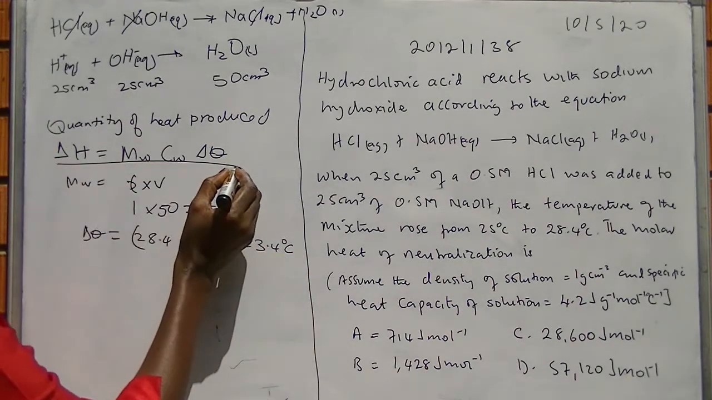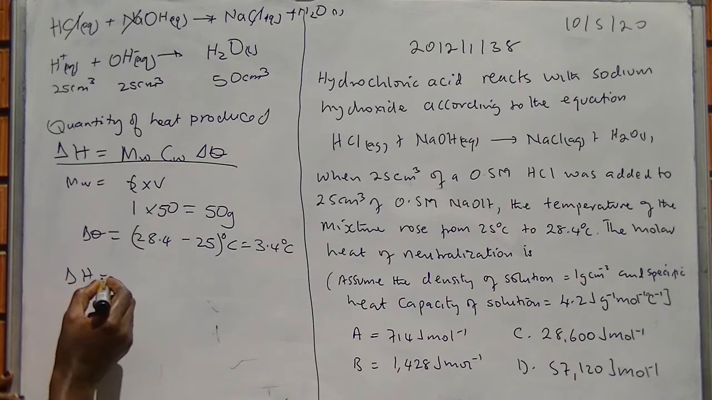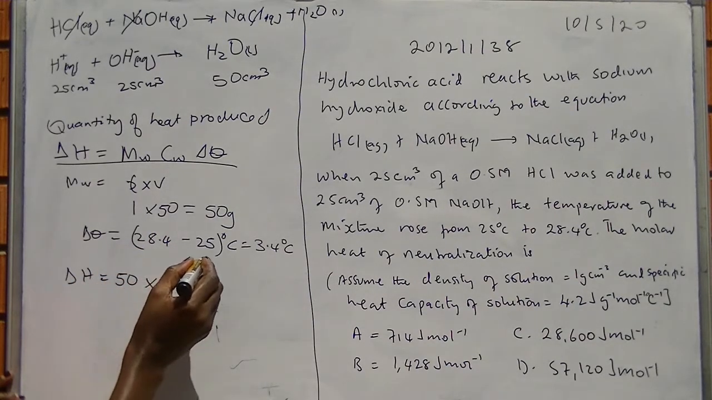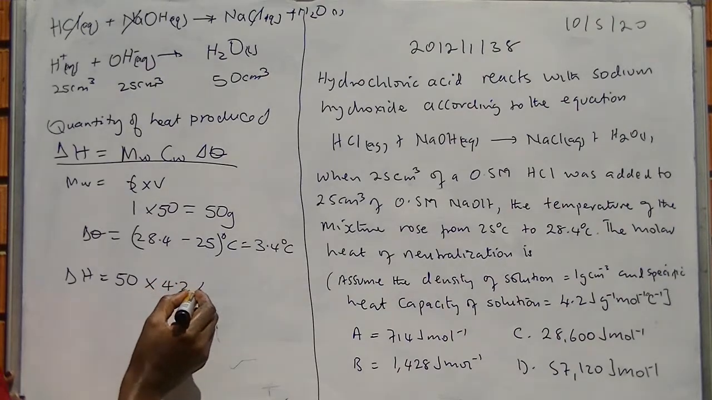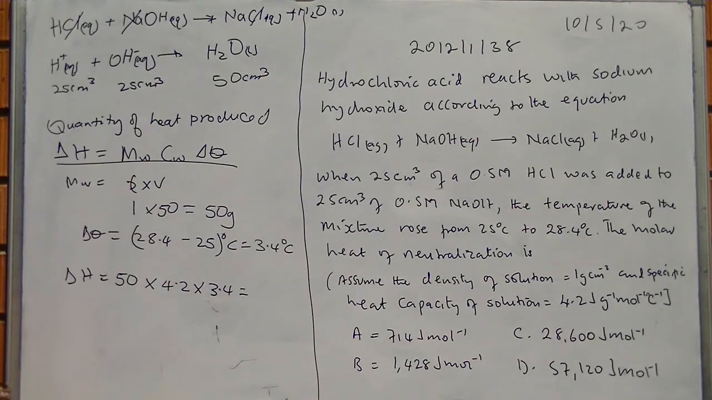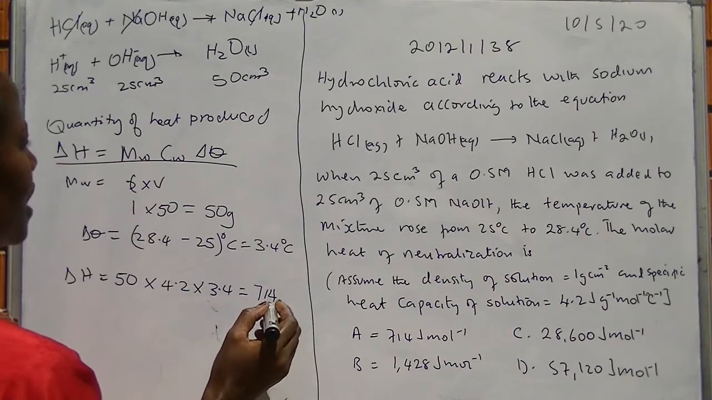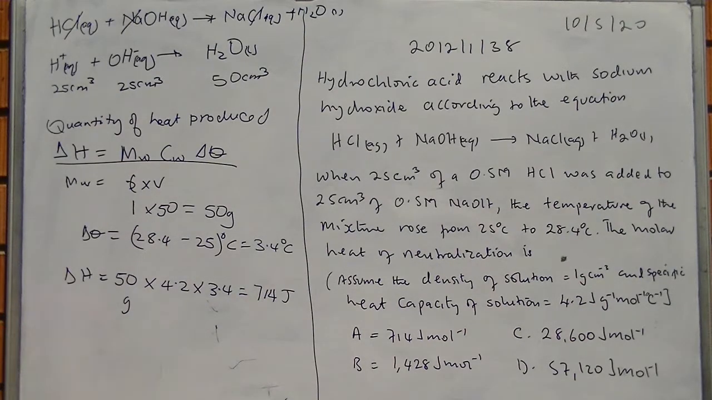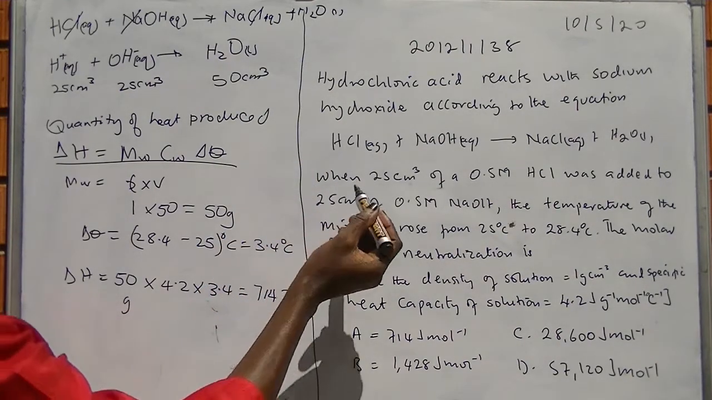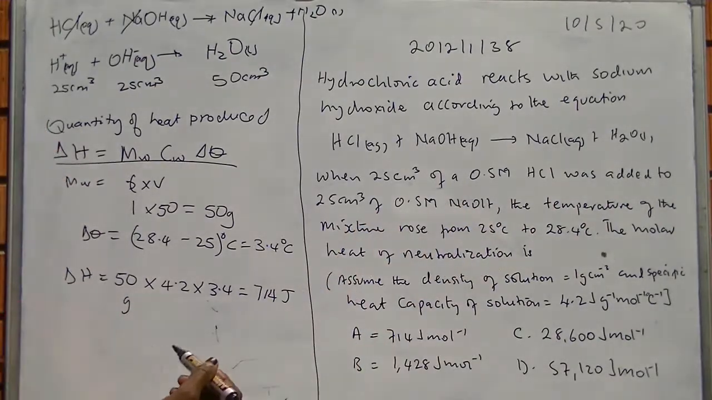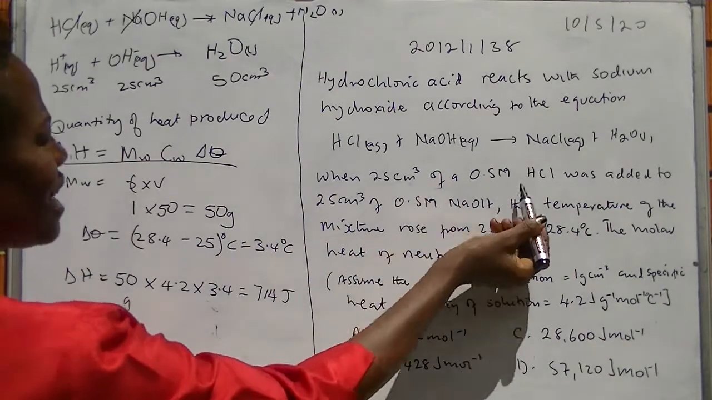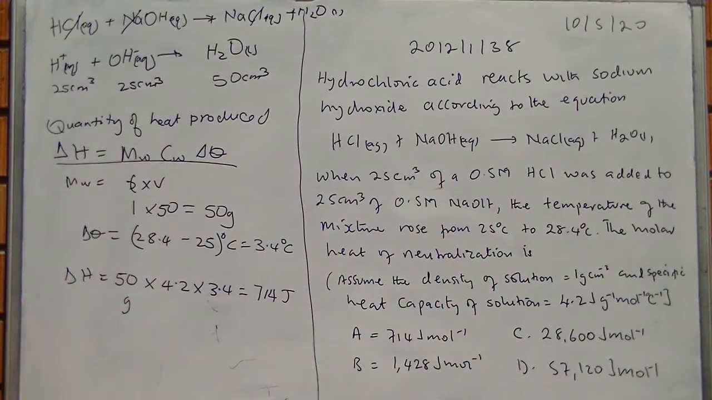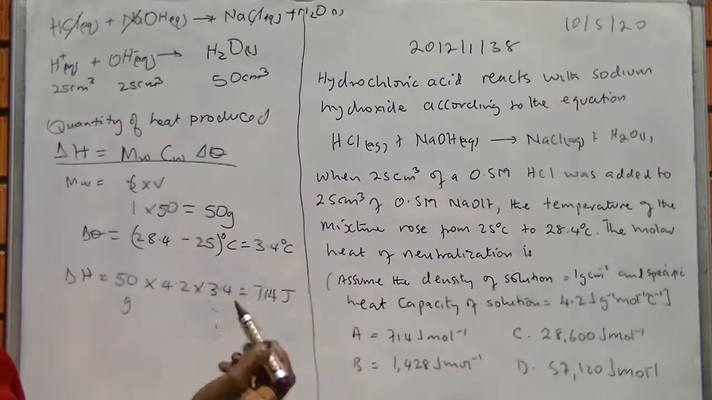So substituting into this equation, the quantity of heat will be mass of water, which is 50, times specific heat capacity, which is given to us, times the temperature change, which is equal to 714 joules. So this is the quantity of heat produced. Let us find how many moles produced this heat. So we are told 25 cubic centimeters of 0.5 molar hydrochloric acid. We can either use the acid or the base. We shall get the same moles since the reacting ratio is 1 to 1.